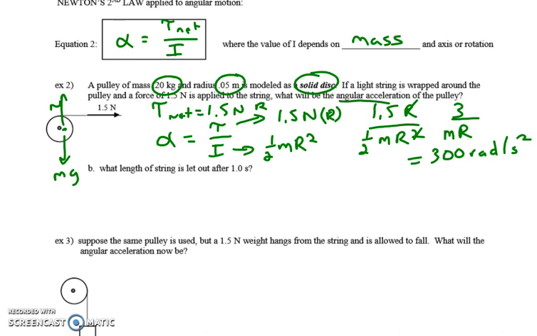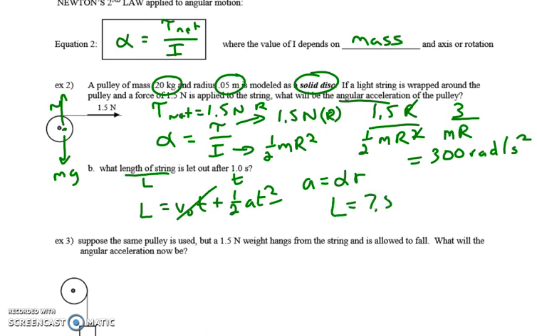Then I ask what length the string will be let out after 1 second. That's now a kinematics problem. What length is L? This is t. What we found is alpha. So if we want to find L, that's a distance. I'm going to say distance equals v naught t plus 1/2 a t squared, where v naught is initially 0. But I don't have linear acceleration, but I can get that because I know linear acceleration equals angular acceleration times r. So I can do that calculation, put it into here, and when I work it out, you should work this out for yourself, you get a length equal to 7.5 meters.